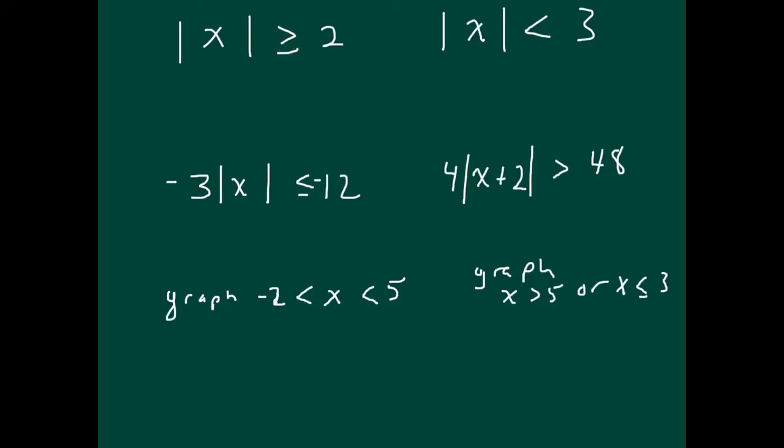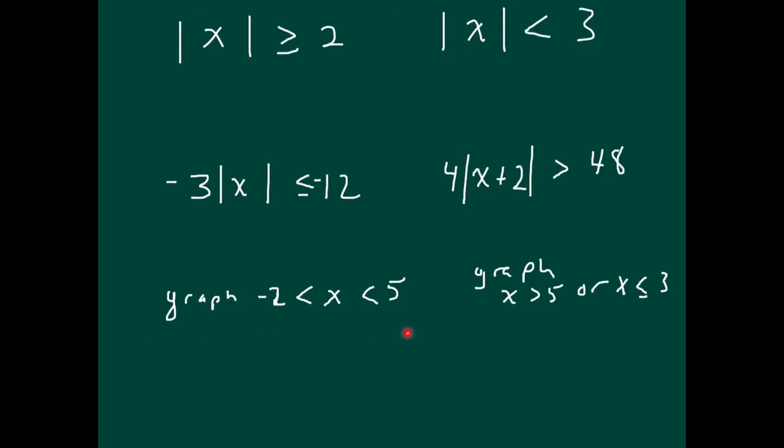This layer here, there's a couple layers. You've got multiplication you have to undo, and again, you have multiplication that needs to be undone, but also you've got the 2 involved here. Remember, you're trying to get the absolute value bars alone. Then you write your compound inequality.